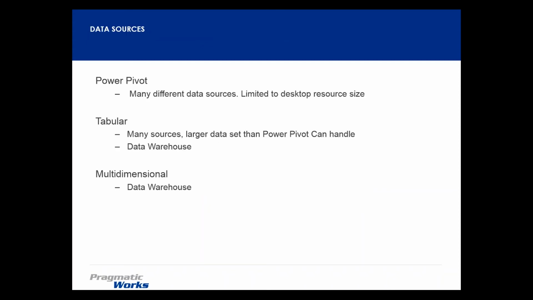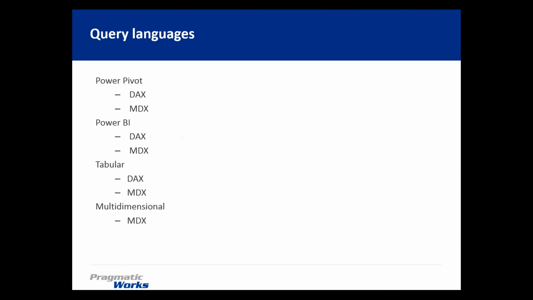The data sources we didn't really go over very much, but pretty much any data, you can pull into Power Pivot or tabular. For the multidimensional, you need to have a star schema data warehouse. It can be Oracle, it can be Teradata, it can be DB2, but you have to have it in a star schema dimensional warehouse or dimensional model. For the query languages, multidimensional only supports MDX, the others support DAX and MDX.